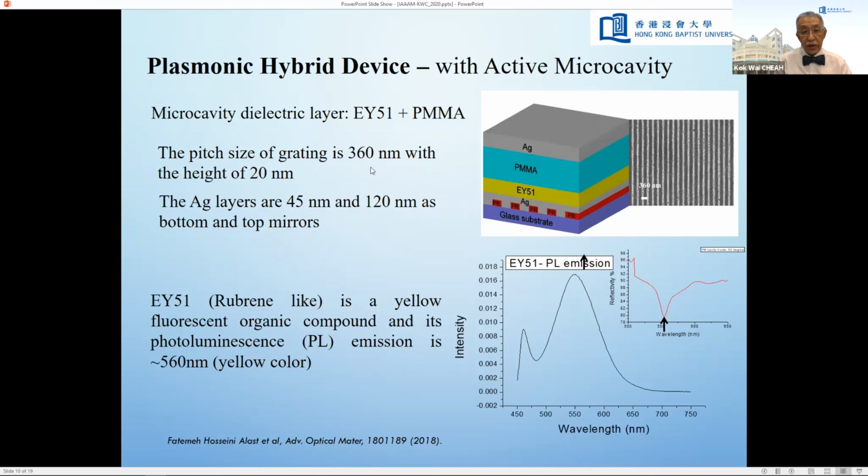The pitch size for the grating is 360 nanometers, and the height is 20 nanometers. The silver thickness is 45 nanometers at the bottom and 120 nanometers at the top. Now for the EY51, we have a photoluminescence peak at just longer than 550 nanometers, and our grating here now has a resonant peak at that. So that gives us a matching in terms of the resonant coupling. So 560 nanometers, that's yellow color.